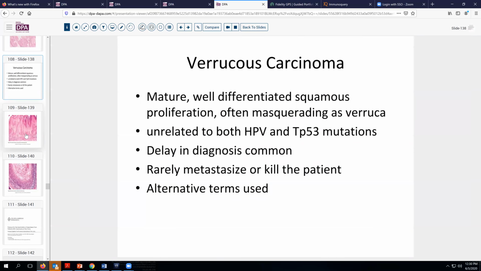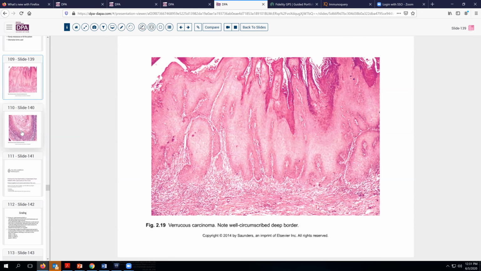Another entity that occurs in the vulva is verrucous carcinoma. And that's, again, to be differentiated and slightly different than differentiated VIN. This is a mature, very well differentiated squamous proliferation that usually masquerades as sort of a verruca with a hypertrophic appearance. This has a separate pathogenesis. It's unrelated to HPV. It's not a p53 mutation type of lesion. And delayed diagnosis is not uncommon. However, this is not an aggressive neoplasm and rarely metastasizes. So you may be saved a little bit there.